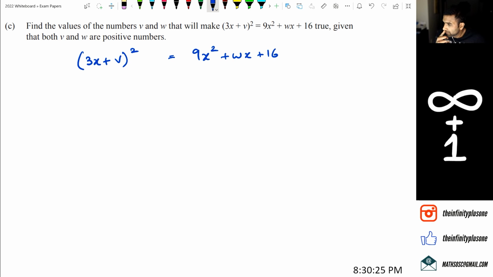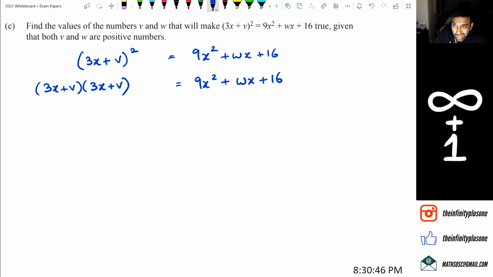Now, you can expand the left hand side, and that's probably the first way I would start doing this. I'd go (3x plus v) multiplied by (3x plus v), which is equal to 9x squared plus wx plus 16. At this point, I need to expand the brackets on the left hand side. Whichever way you're comfortable with doesn't matter, as long as you get to that final simplified quadratic, that's all that matters.